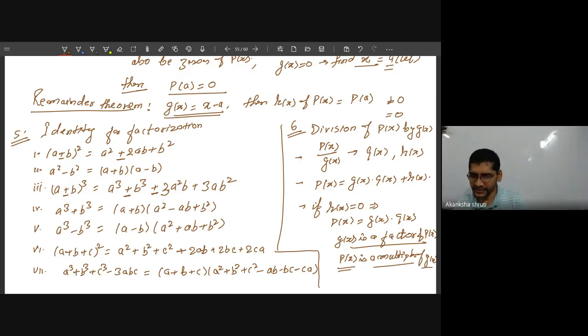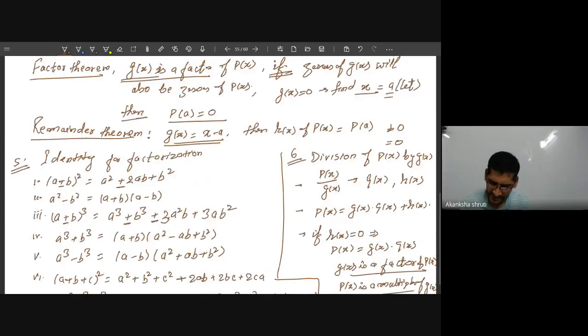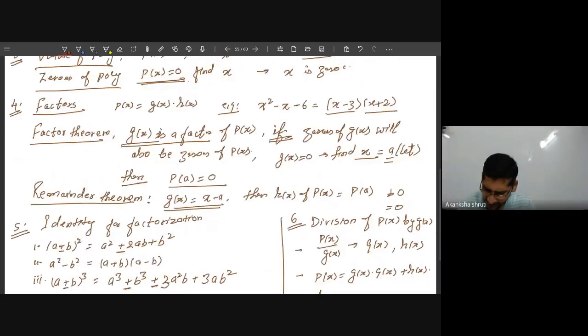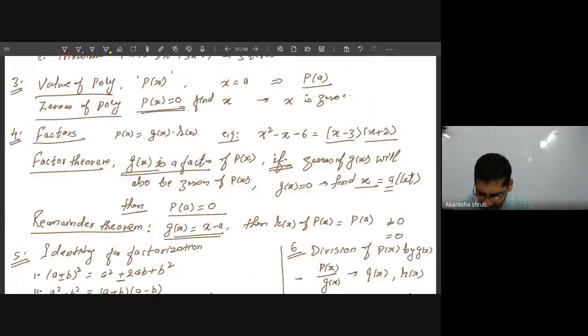So this division is used for factorizing if the remainder is coming as 0. Otherwise, remainder and quotient both can be calculated. In the remainder theorem, we are able to find the remainder just by calculating the x from the given g(x), then substituting it in p(x).